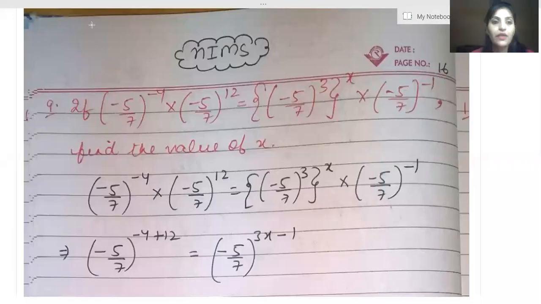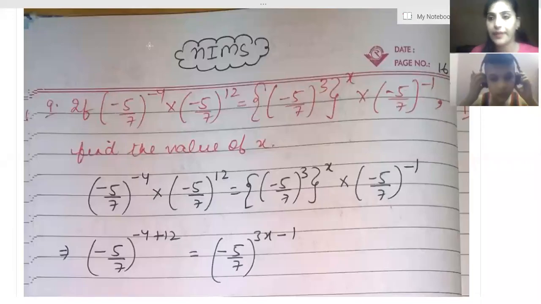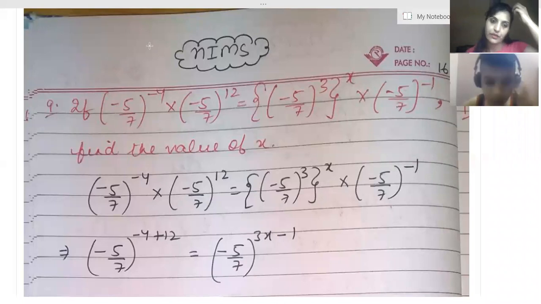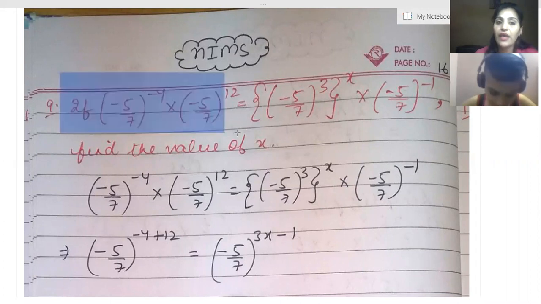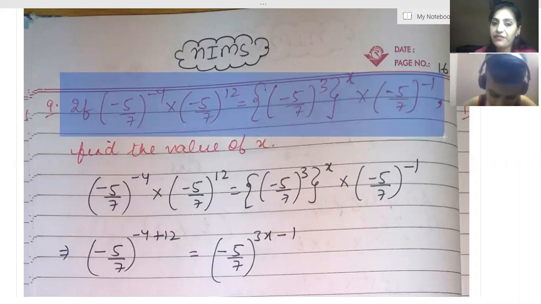Yes. Now, beta, we were there on exercise 2.1, question number 8 of exponents and powers. Now, our ninth question says, if (-5/7)^-4 into (-5/7)^12 is equal to [(-5/7)^3]^x into (-5/7)^-1. So you need to find x.